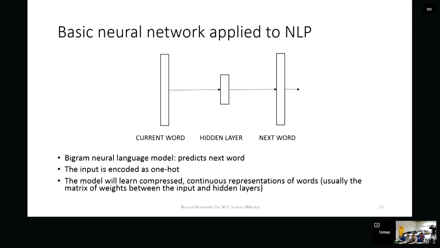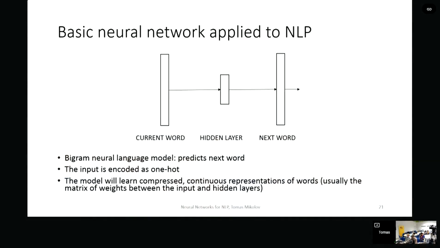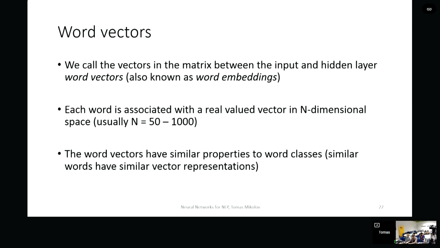If you train this bigram language model, then it will actually learn to cluster the input words that have similar meaning or appear in similar contexts together. So, for example, France and Italy will have a similar feature representation, where the feature representation basically comes from this matrix between the current word and the hidden layer. And that's a kind of interesting observation. We can get, of course, a better model than this one.